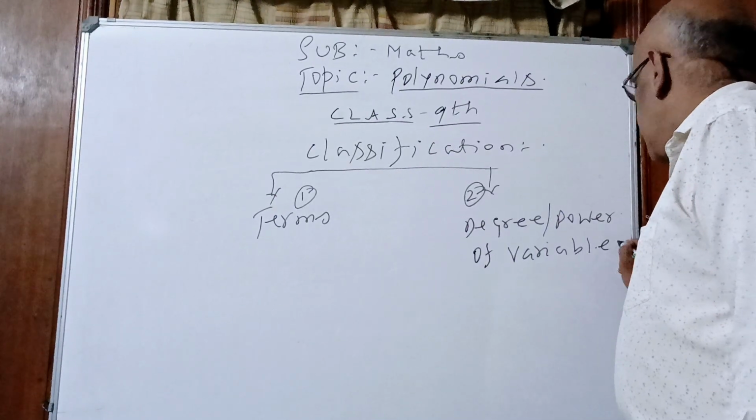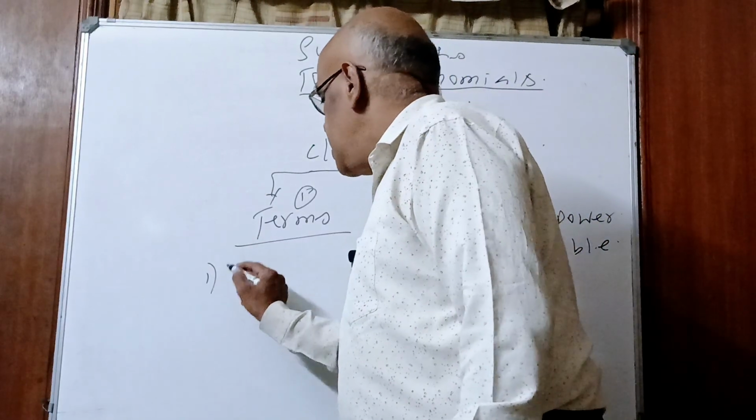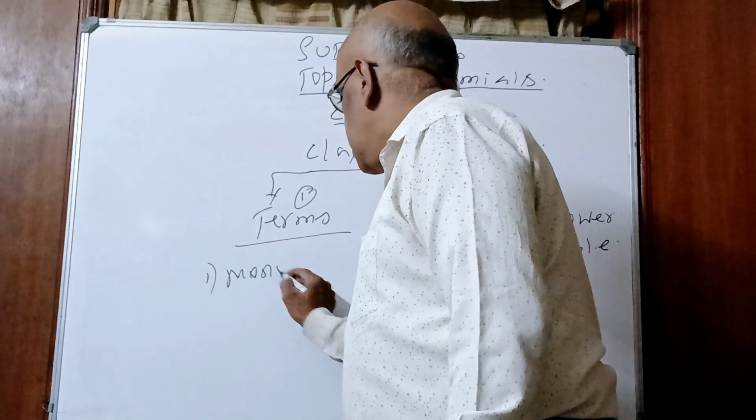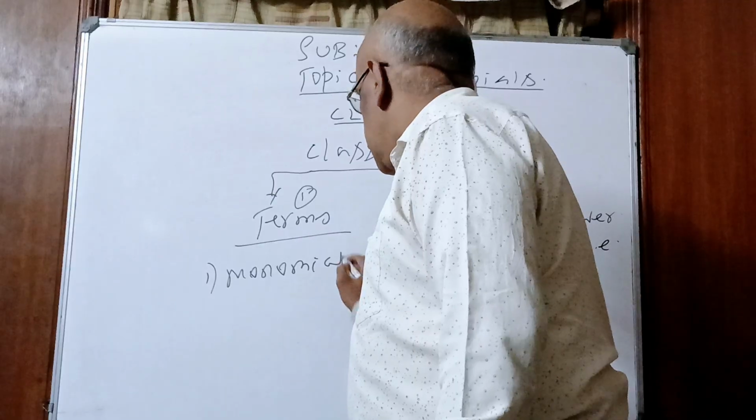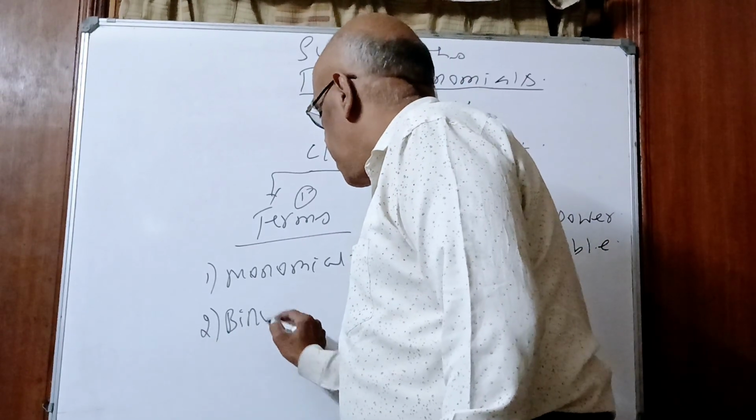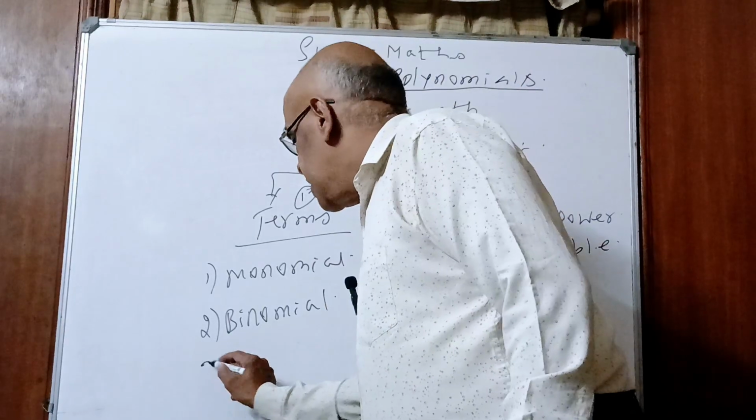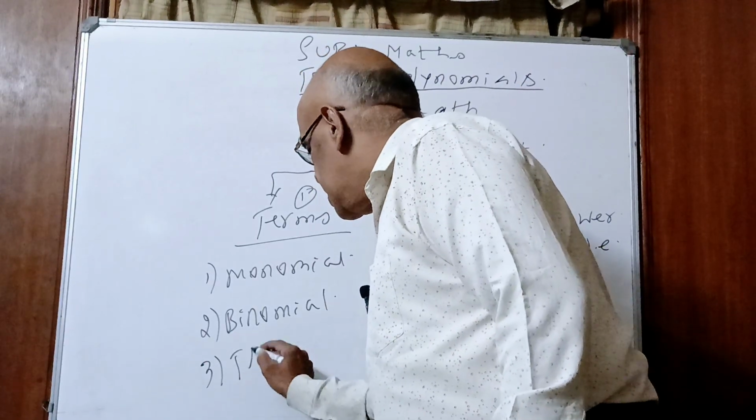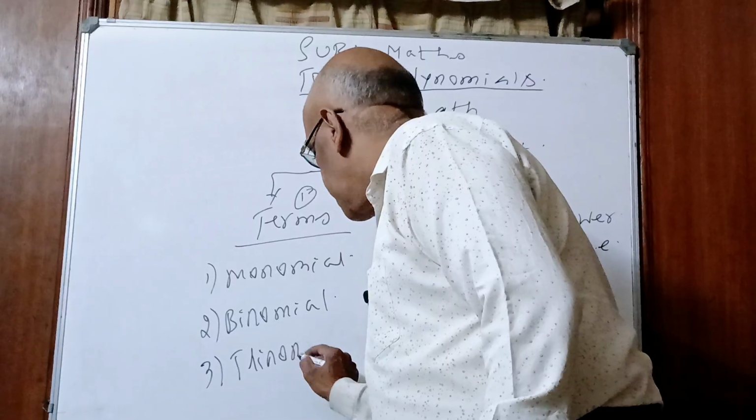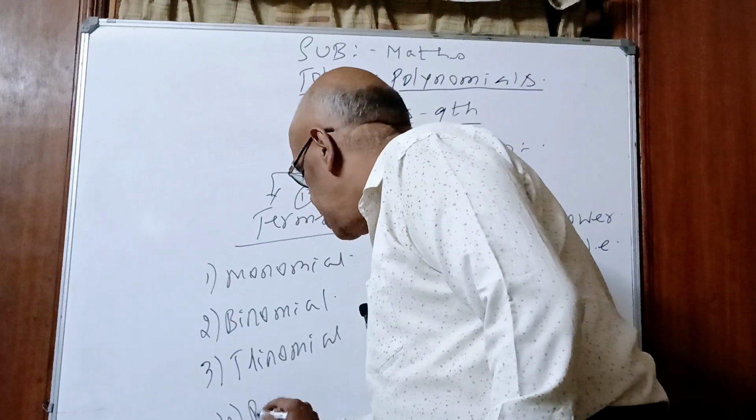Yes or no? Based on terms, it is classified into what, children? First one, monomial. What is the second one, children? Binomial. See, the name itself indicates. The third one is what, children? Trinomial. The last one, we call it polynomial.